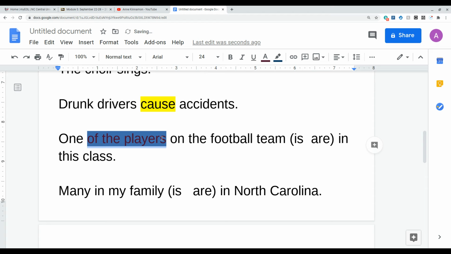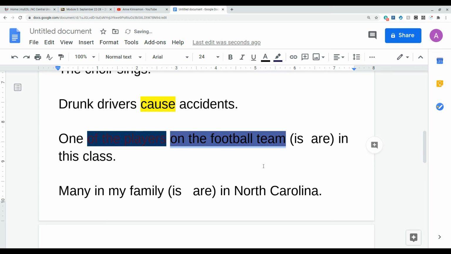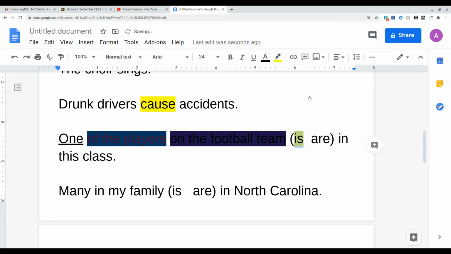So one of the players, and then on the football team, this is another prepositional phrase. It begins with a preposition and ends with a noun. And we can look up prepositions. The thing that I want you to remember about prepositional phrases is that they are not part of the subject and the verb. So the subject is going to be one, and one is singular. So I'm going to say, one of the players on the football team is. If I can have a whole lot of junk between my subject and my verb, that can confuse me.